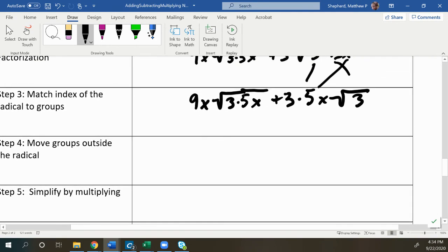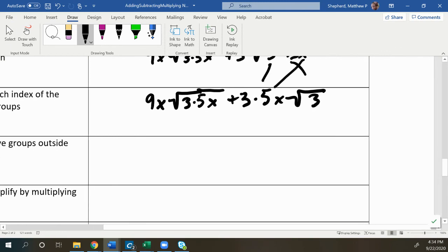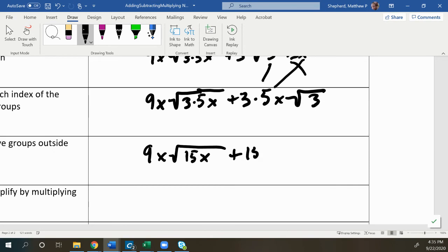Okay. Finally, we're just going to go ahead and simplify with our multiplication. So 15x plus 15x square root 3.